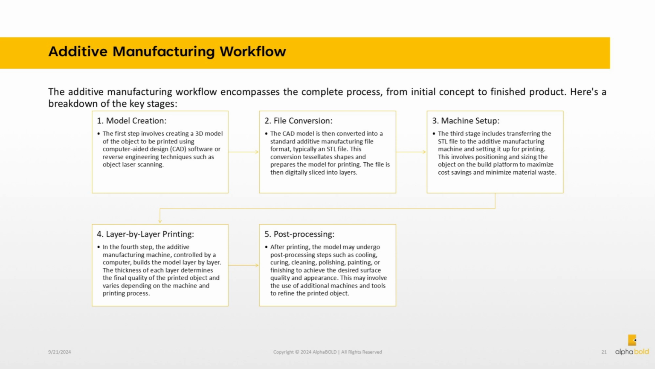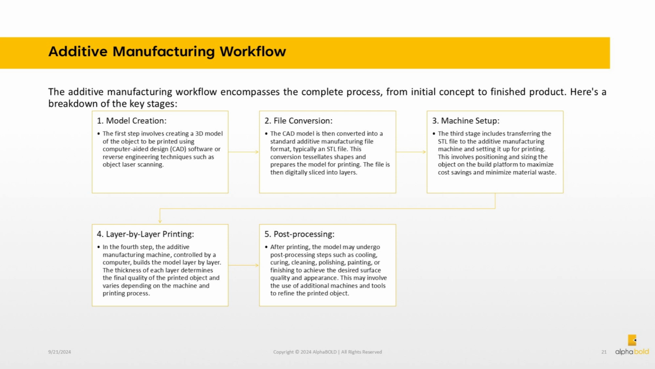2. File conversion. The CAD model is then converted into a standard additive manufacturing file format, typically an STL file. This conversion tessellates shapes and prepares the model for printing. The file is then digitally sliced into layers.